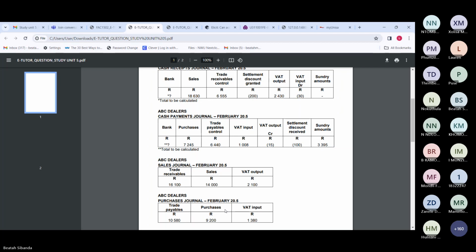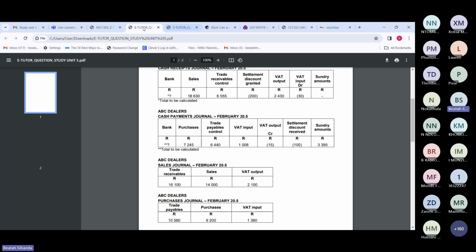Okay. So when we take it to the purchases journal, this is where we now split. We are going to take only the 7,245, and then the VAT input is going to go to the VAT input account. So these, they don't go to the same ledgers, they go to different ledgers. So we are only looking for this purchases amount.